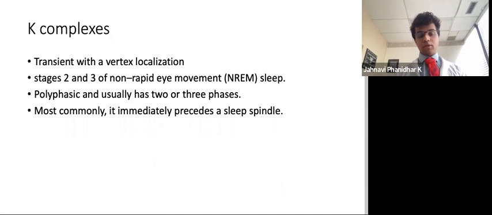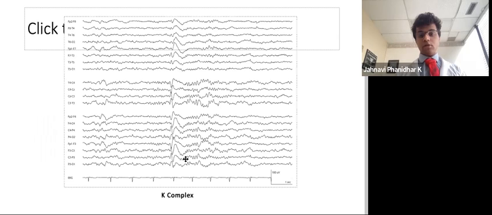K complexes are another waveform seen in stage 2 and stage 3 of non-REM sleep. They are transients with a vertex localization. They are polyphasic and usually have 2 or 3 phases. Most commonly, they immediately precede a sleep spindle. There are different definitions that require a sleep spindle after it to be defined as a K complex, but there are 2 standardized definitions that don't require the sleep spindle, and that is what is commonly used.